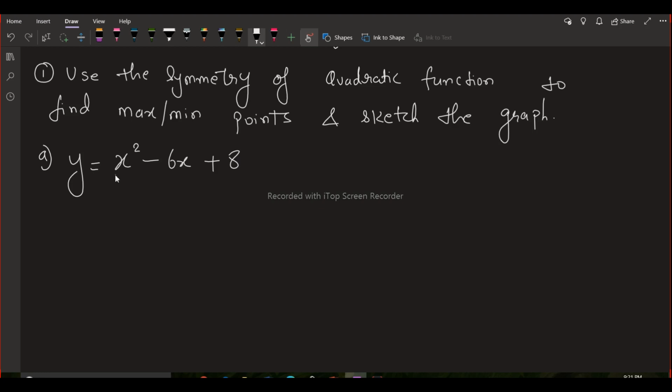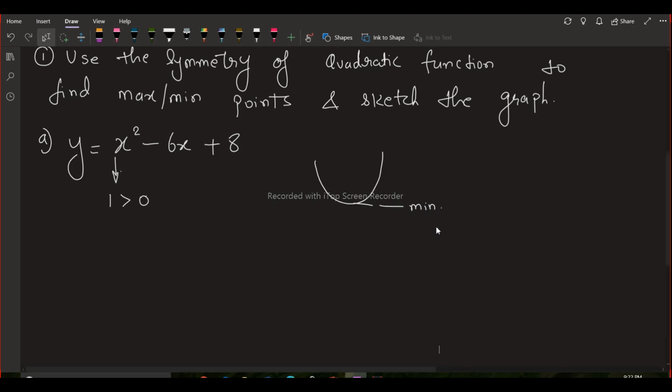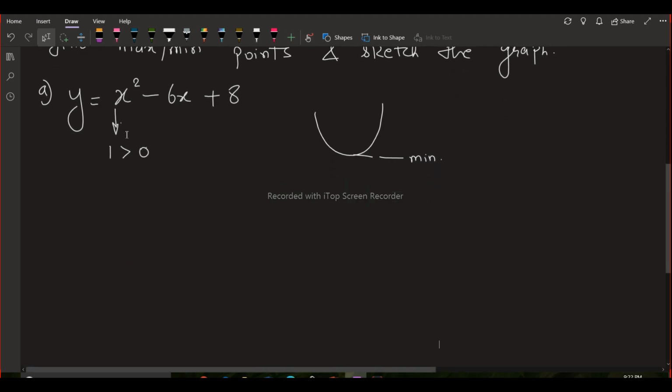The first thing is the leading coefficient. The leading coefficient is 1, which is greater than 0. So we know the shape of the parabola. It will be a U-shaped parabola, and it will have a min value. We need to find this minimum value. Now I'll try to write this in completing the square form.